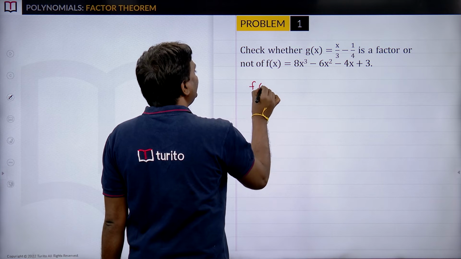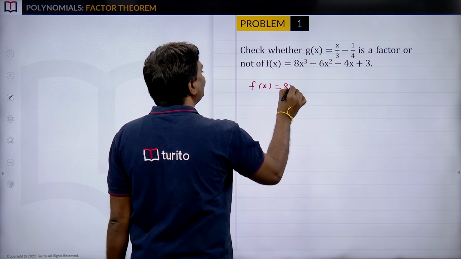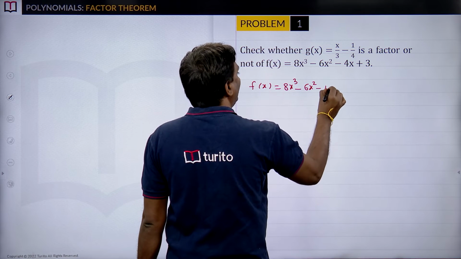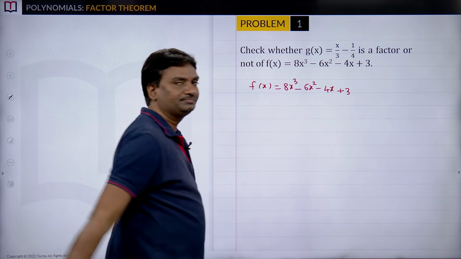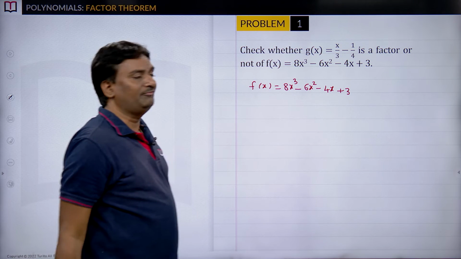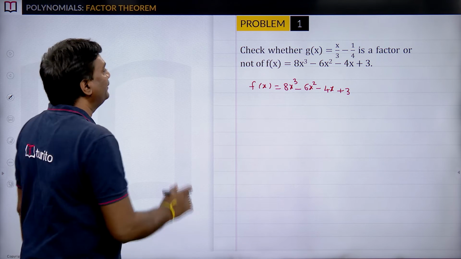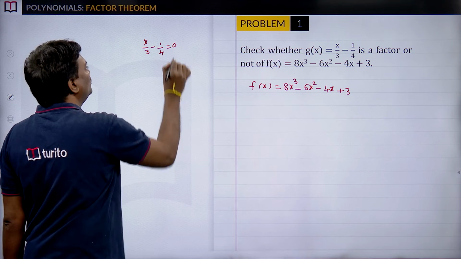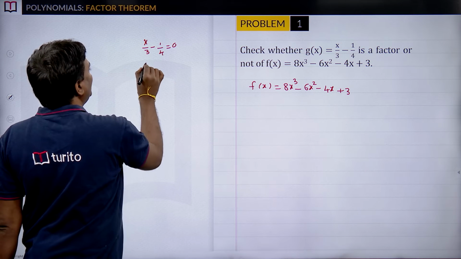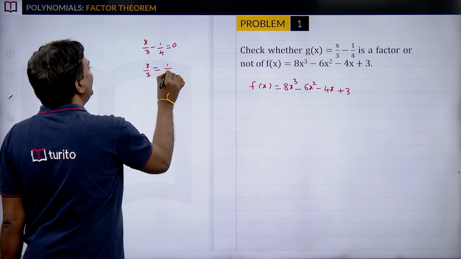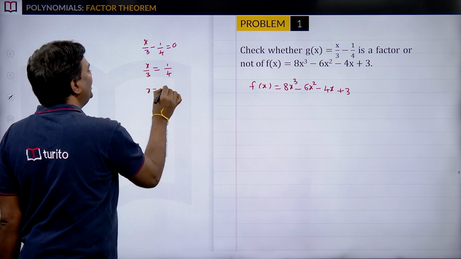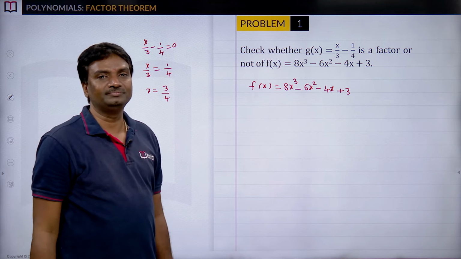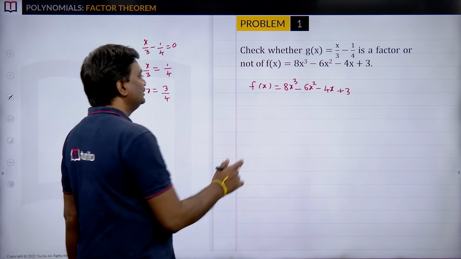According to the problem, we have f of x equal to 8x cube minus 6x square minus 4x plus 3. So we are dividing this by g of x. What is g of x? x by 3 minus 1 by 4. So let us consider x by 3 minus 1 by 4 equal to 0. By taking minus 1 by 4 to that side, you will get x by 3 equal to 1 by 4. So by cross multiplying, you will get x equal to 3 by 4. So in place of x, let us substitute 3 by 4.